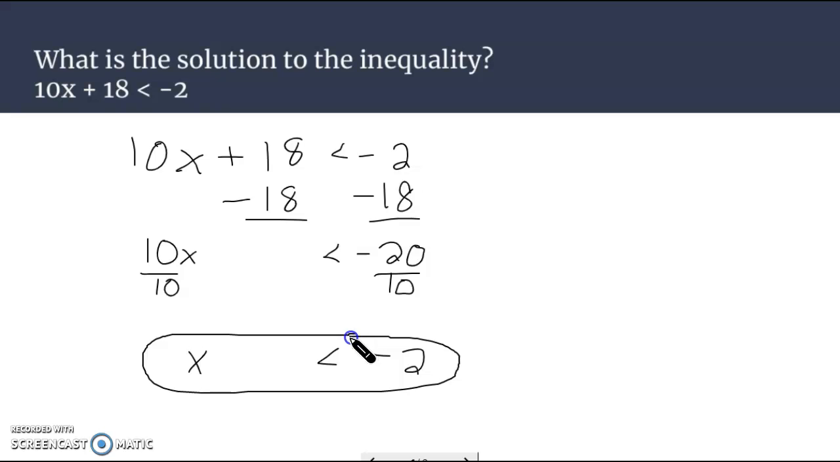Now there are rules when multiplying or dividing an inequality by a negative, but notice we divided by a positive, so the inequality stays put. But hopefully we'll see that here on the next example.